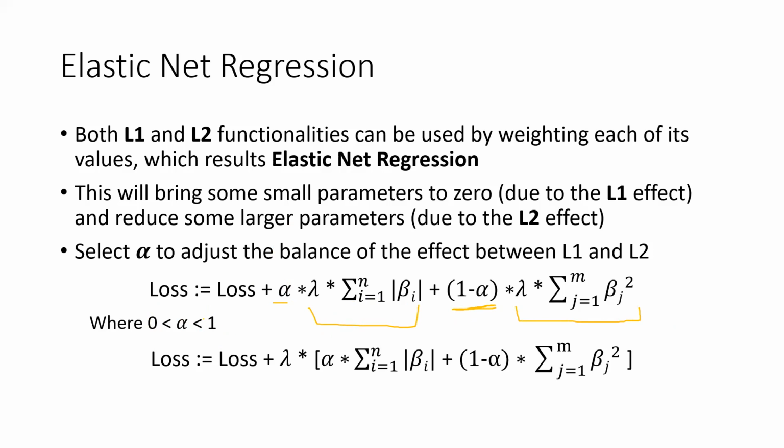So by adjusting the value of alpha, you can tune how much L1 regularization and how much L2 regularization should be applied. And this is the loss function, right? You can take the lambda out, and this is how it looks. So you can select a suitable alpha value to tune the L1 and L2 regularization, where both of them are applied at the same time to the loss function.